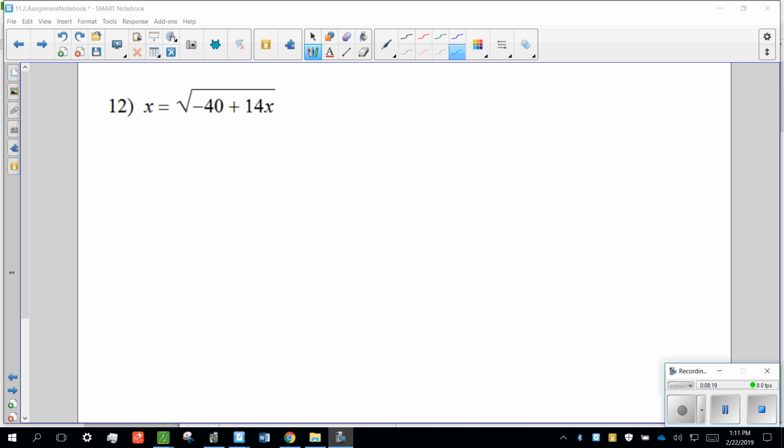Número 12. Do this one en español. Okay, similar situation to the last problem. We can square both sides right away because the square root's by itself. We get x squared equals negative 40 plus 14x. Let's move that all to one side.